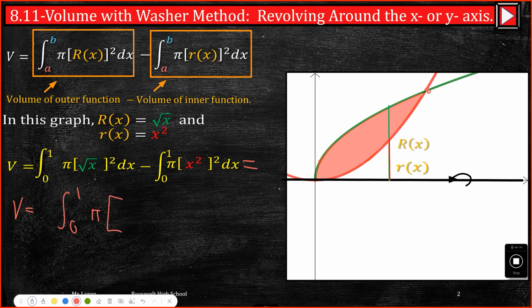Then I'm going to go with the square root of x, the quantity, that's the radius, and you're going to square it, minus, I factor out the pi, then you've got x squared, squared, and then the whole thing dx. So now, let me see if they are the same. Do it the way it's written at the top here, and see if it's the same answer as what I've written here. They should be the same, no?